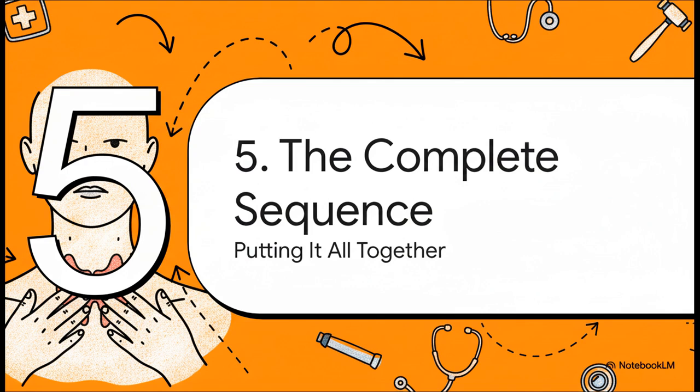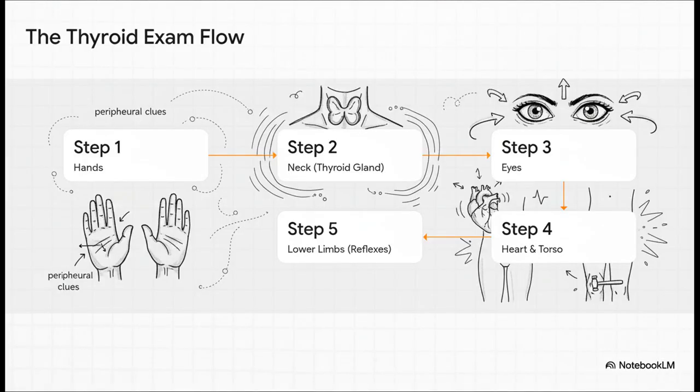So, we've gone through all these different pieces of the puzzle. Now let's put it all together into one clear, logical sequence that you can actually remember and use. And here it is, the complete flow. The most important thing is to remember this path, because it tells a story. You start with the clues on the periphery, in the hands. Then you go to the source, in the neck. You move up to see the revealing signs in the eyes. And finally, you check for the systemic impact on the heart and the rest of the body.